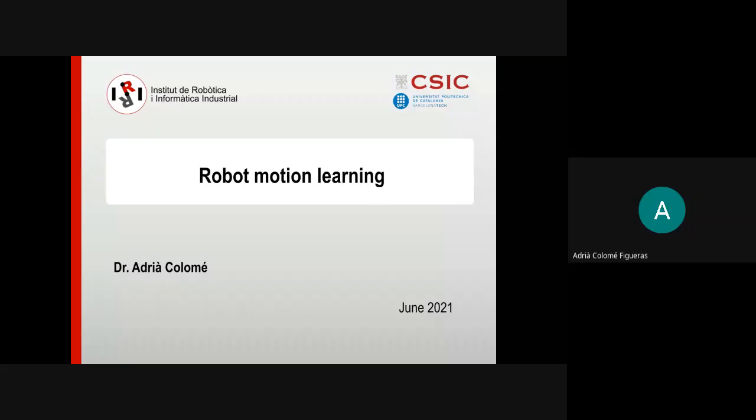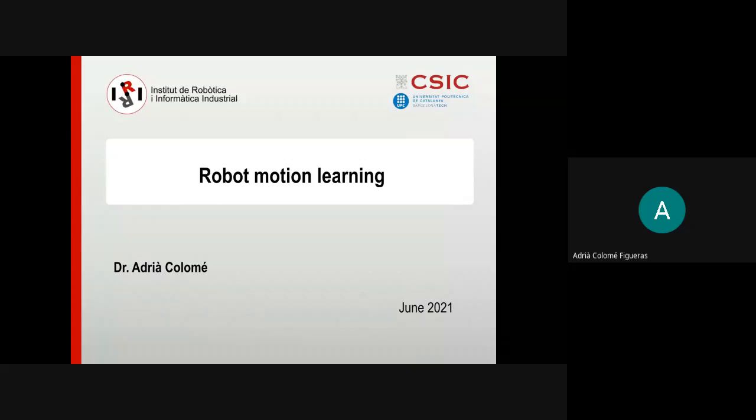I'm a postdoc researcher here at the Instituto de Robótica y Informática Industrial, and I will be talking now about robot motion learning. When I talk about robot motion learning, I'm referring to the learning of robot actions. So not, as we see in some applications, where the robot is calculating a sequence of actions to achieve a certain task, but rather the motion of the robot and how the robot moves through these actions. So it's not about which object to pick from a table, but rather how to approach the object, how to pick this object, and how to move around with this object.